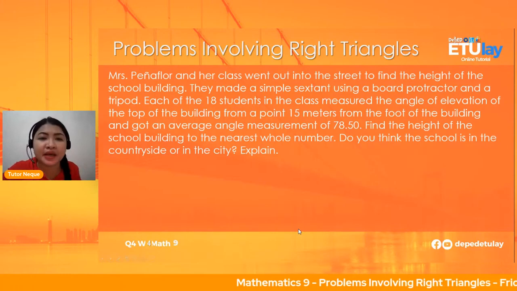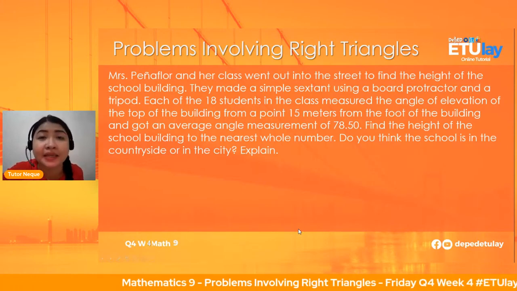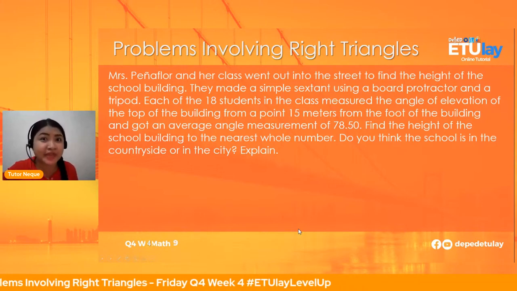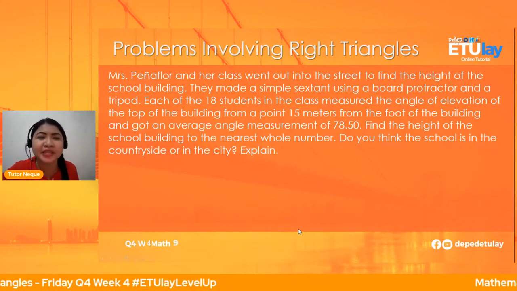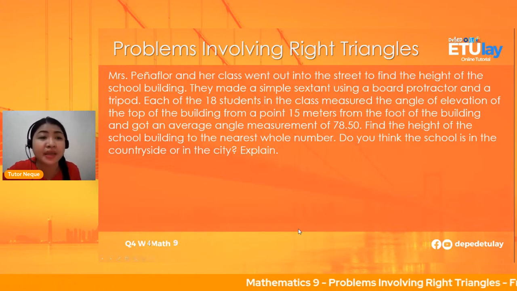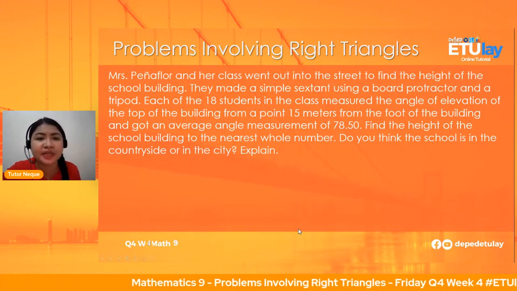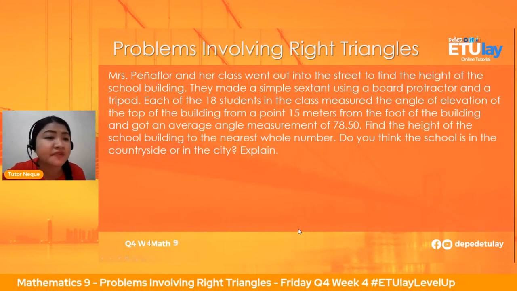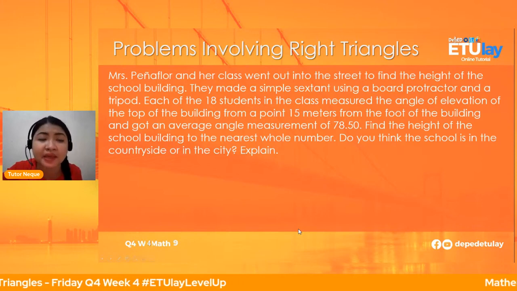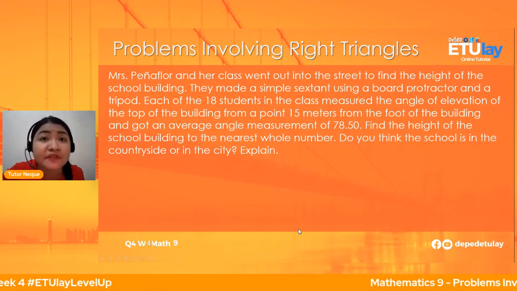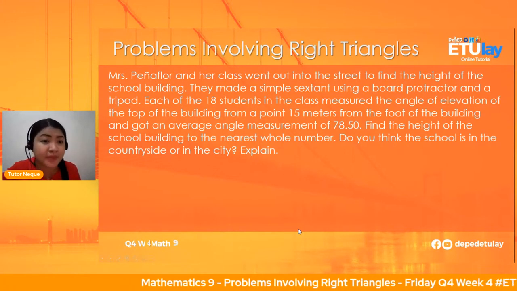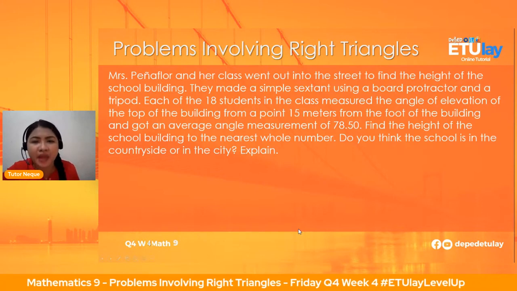Mrs. Peñaflor and her class went out into the street to find the height of the school building. Yan ang ginawa namin. Kaninang umaga, ako ay nag-face-to-face class. Ginawa namin to outside the classroom. They made a simple sextant using a board protractor and a tripod. Each of the 18 students in the class measured the angle of elevation of the top of the building from a point 15 meters from the foot of the building and got an average angle measurement of 78.50 degrees. Find the height of the school building to the nearest whole number.